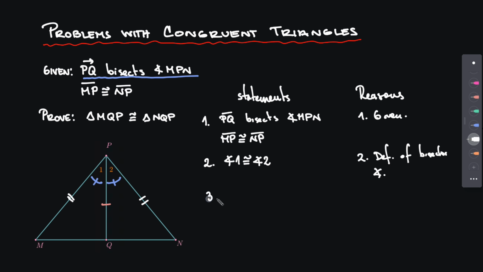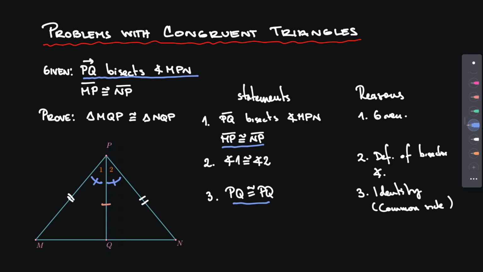So number 3. By identity, by common side, we know that PQ is basically congruent with PQ because it's the same side. So if it's the same side, by identity, we can guarantee that it's the same thing, right? We can see it in the figure. It's a common side for both triangles. So now, like we said before, we have that MP is congruent to NP. We have PQ is congruent with PQ, obviously, and the included angles are also congruent.